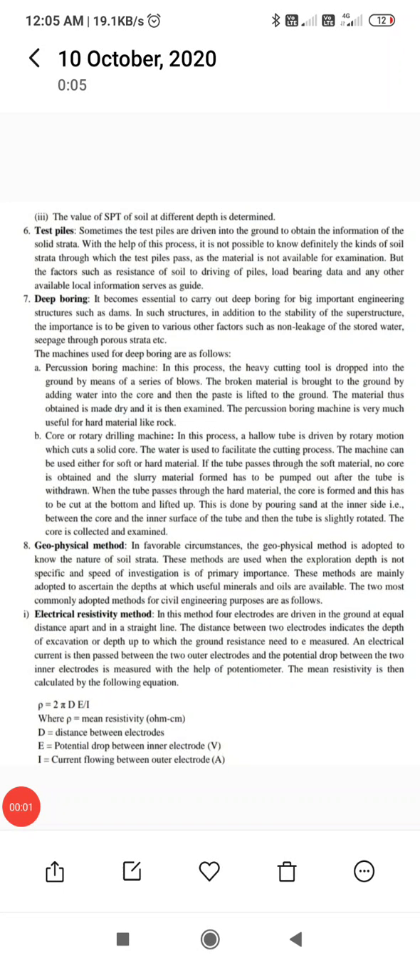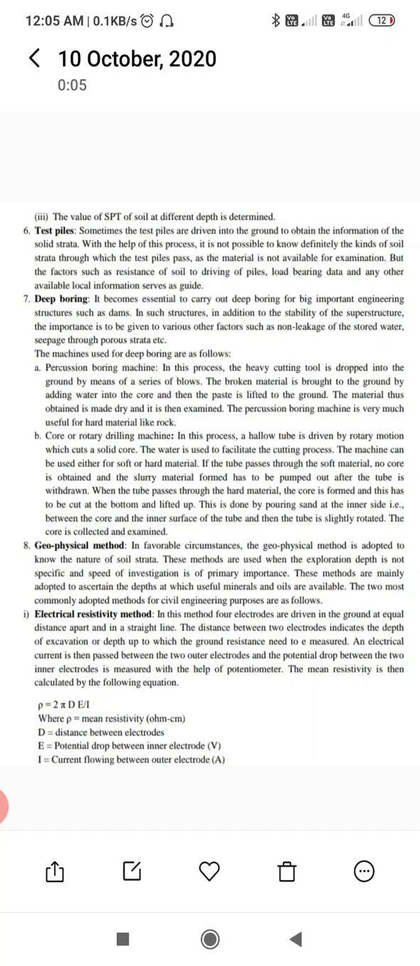Third value of SPT of soil is different depth is determined. The sixth step is test piles. Sometimes the test piles are driven into the ground to obtain the information of the soil strata.